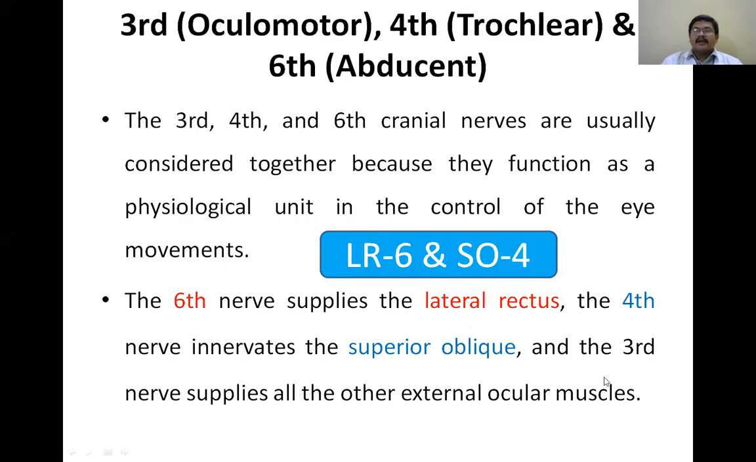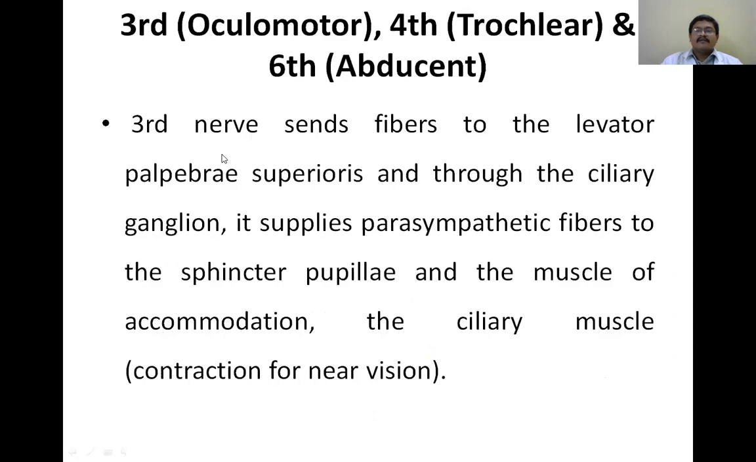All the remaining extraocular muscles, the superior rectus, medial rectus, inferior rectus and inferior oblique, are supplied by the third cranial nerve. The third cranial nerve even supplies the levator palpebrae superioris, the muscle responsible for the elevation of the upper eyelid. Any defect of the levator palpebrae superioris produces ptosis. It is a drooping of the eyelid and causes a decrease in the palpebral fissure.